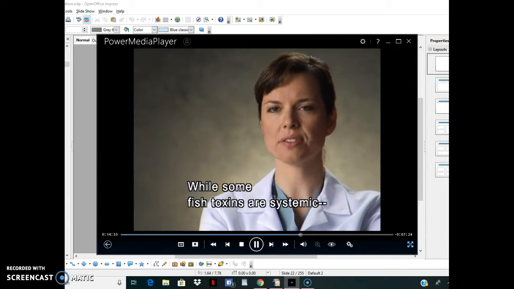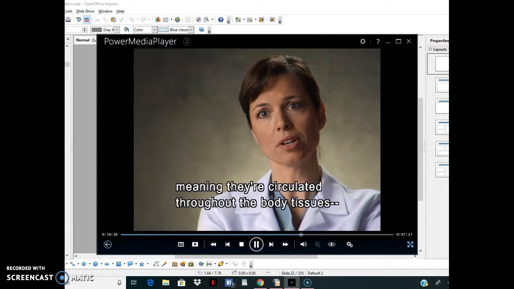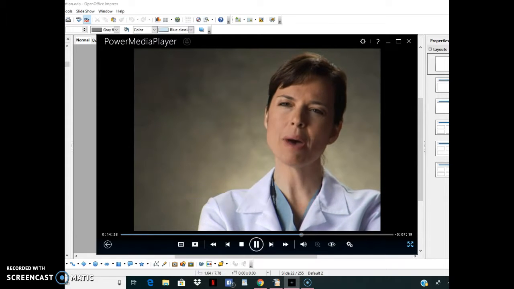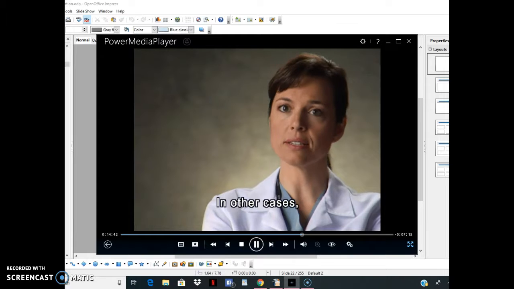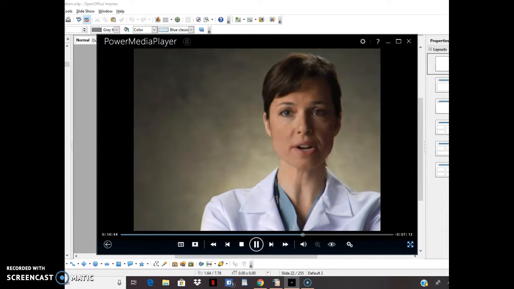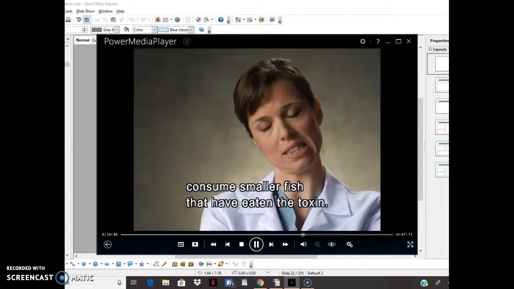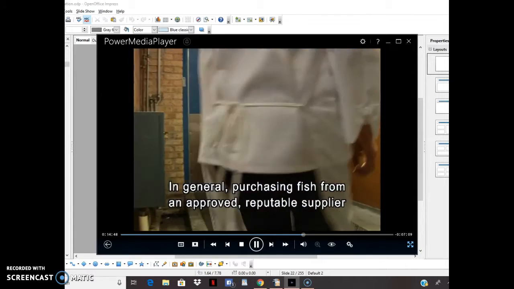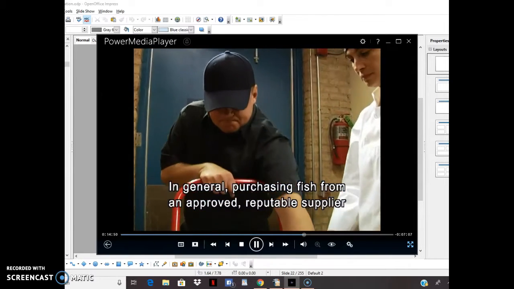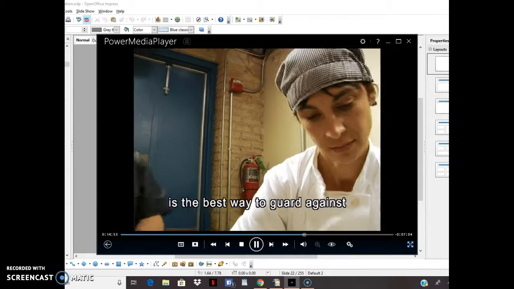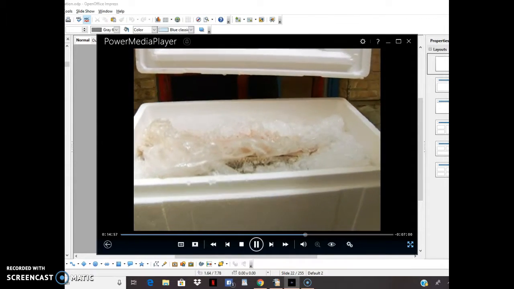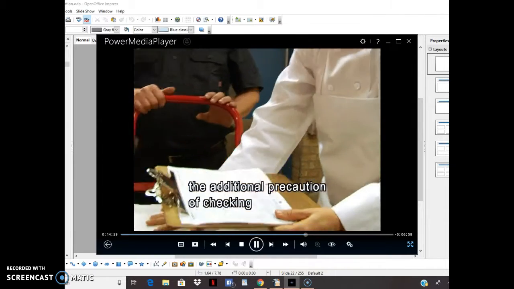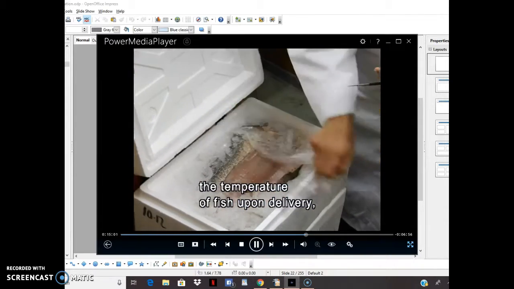While some fish toxins are systemic, meaning they're circulated throughout the body tissues, microorganisms on the surface of the fish produce others. In other cases, toxins occur when predatory fish consume smaller fish that have eaten the toxin. In general, purchasing fish from an approved, reputable supplier is the best way to guard against an illness associated with fish toxins.